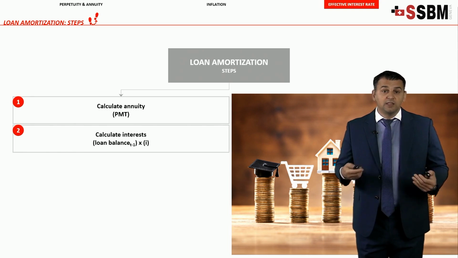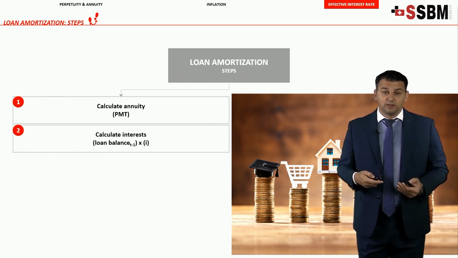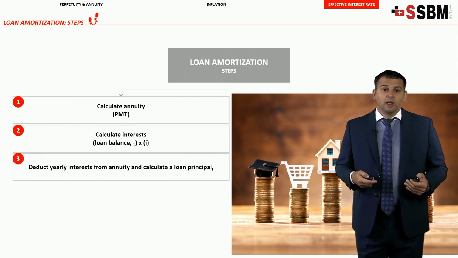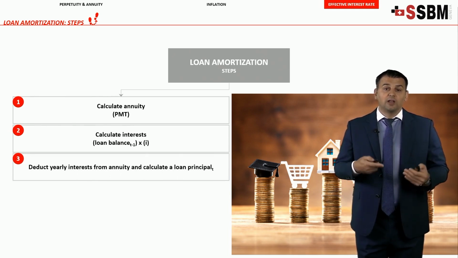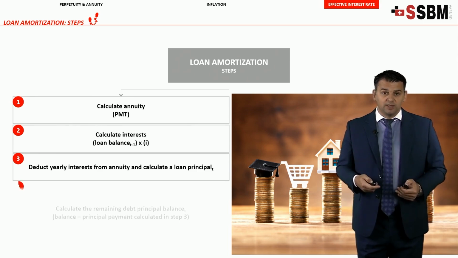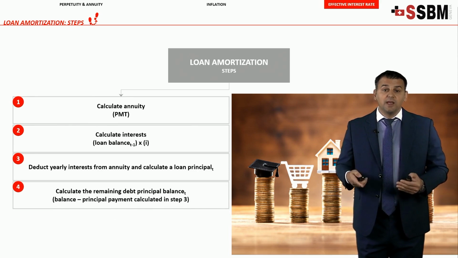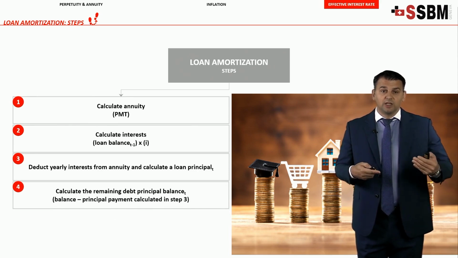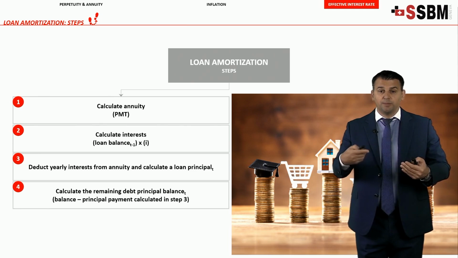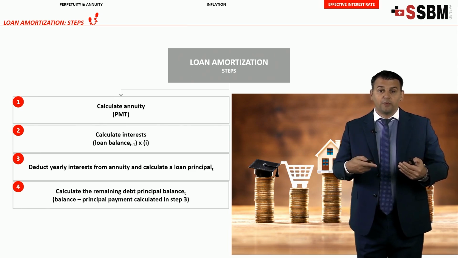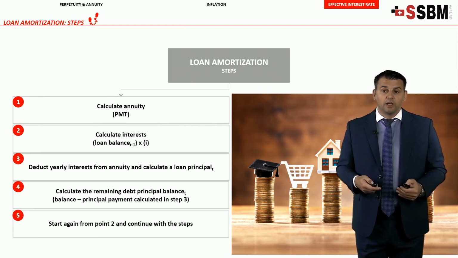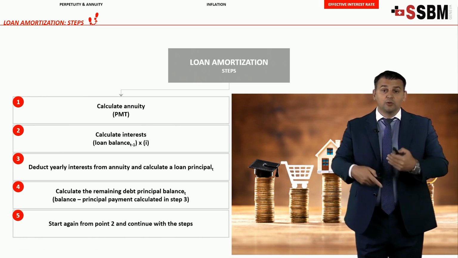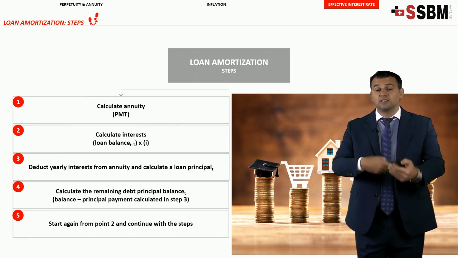Then we shall calculate the interest, so loan balance times interest rate. You will then have the calculated interest on your bank loan. Then you deduct yearly interest from the annuity and calculate the annual loan principal or loan repayment. Then you calculate the remaining debt principal balance, so the total loan balance minus the principal payment that you pay in step 3. You will have the remaining amount of the loan that you still have to repay until the end of the loan. And then you start again from point 2 and continue with the steps. So it's always the same story, the same logic.